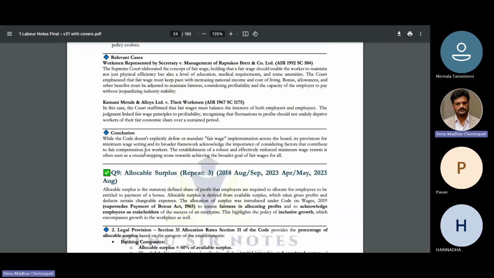The two key aspects of this case are: one, in the surplus, how to do set on and set off for bonuses. Second, what they have said is that fair wage principles are linked to profitability, recognizing that fluctuations in profit should not unduly deprive workers of their fair economic share over a sustained period.